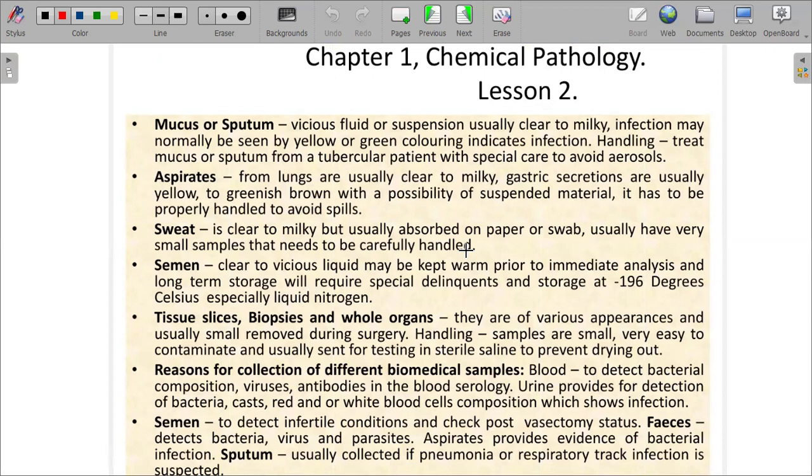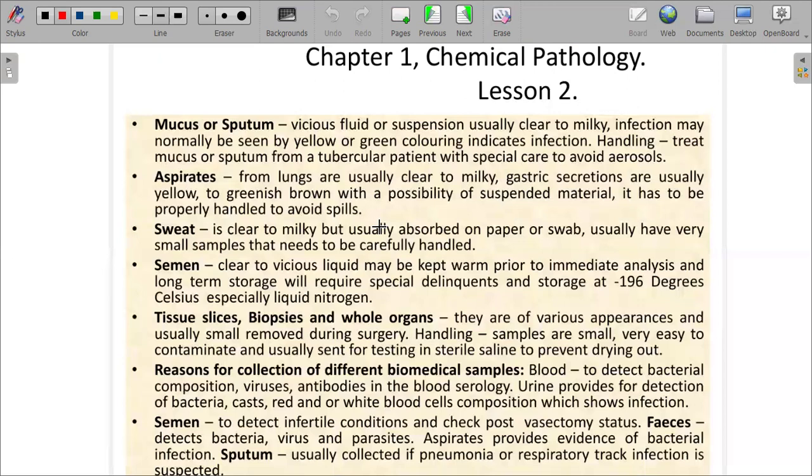In terms of handling, you must treat mucus or sputum from a tubercular patient with special care to avoid aerosols, because other respiratory infections might arise as a result of the handling of sputum or mucus. So patients who have TB must be treated and handled with care to avoid such kind of contamination.